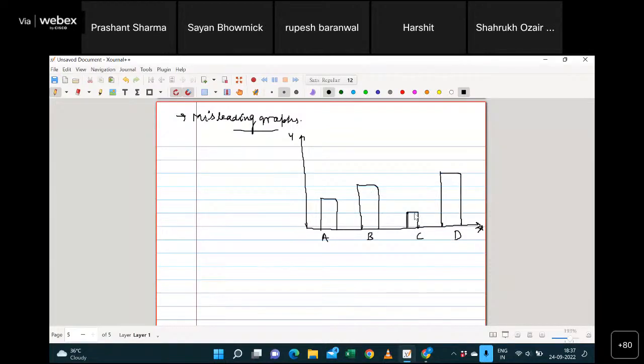The area covered by the bar should be the same, but while I am drawing, please try to maintain this. This is 10, this is 15, 20, 25. Can you tell me what the error in this bar chart is? Sir, the baseline is 5. It is truncated. The baseline is manipulated, the baseline is missing. This comes under the misleading graph.